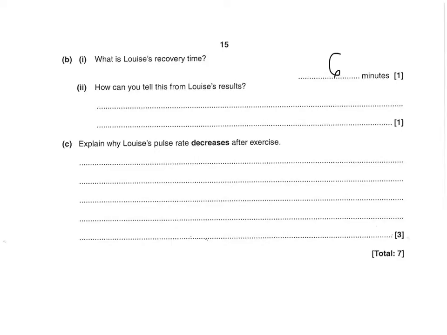And how you can tell this? Because the time taken, that's the time it took to return to the resting value. So this is the time taken to reach 60 beats per minute, which was the resting value. Or you could say it's the time taken to return to normal.